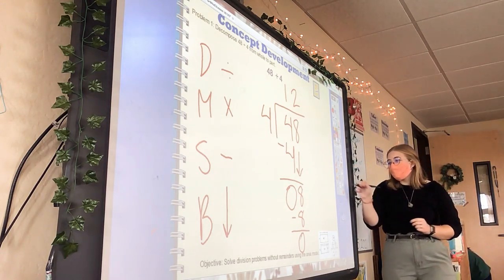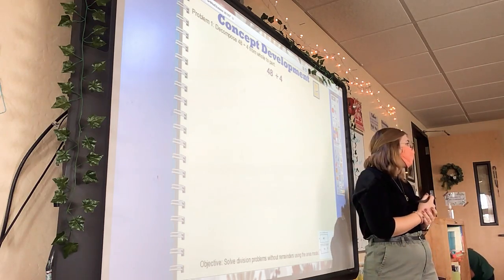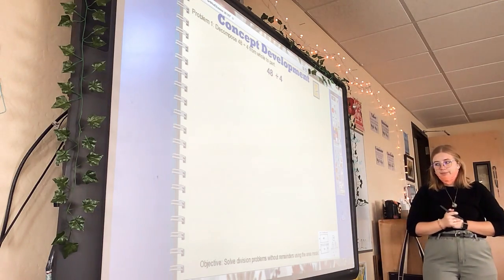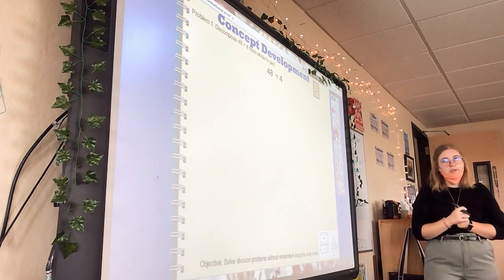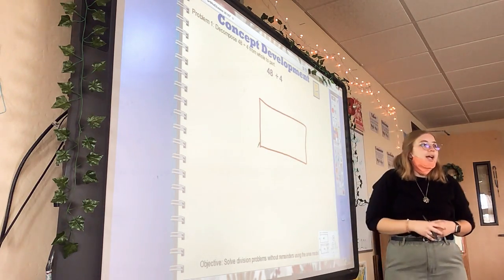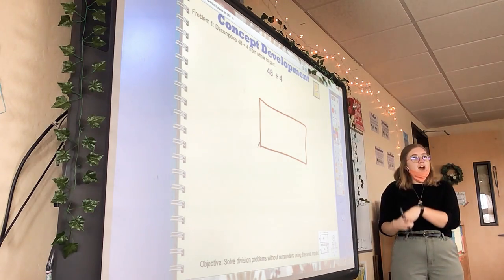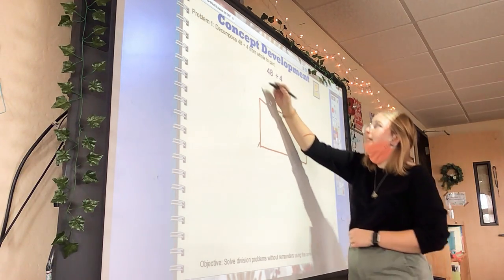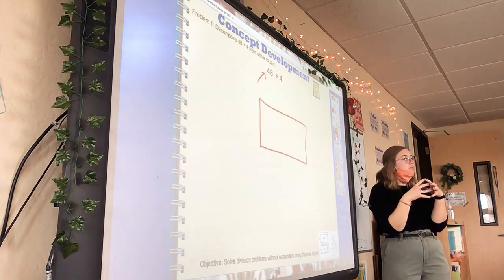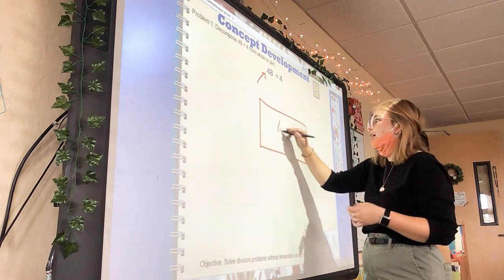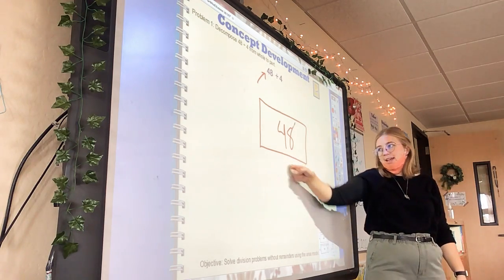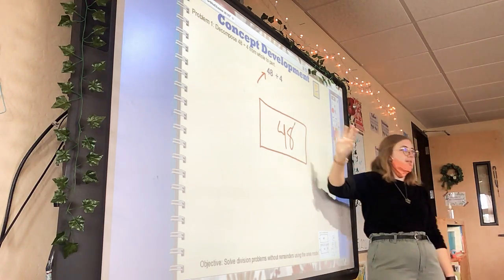All right. So, sorry to change it up on you, but yes, we are going to do something slightly different today, okay? So, I've got 48 divided by 4, and we're going to use the area model, like I had mentioned. The area model starts with a rectangle. When we use an area model to divide, our dividend goes on the inside, meaning that our dividend is the area.